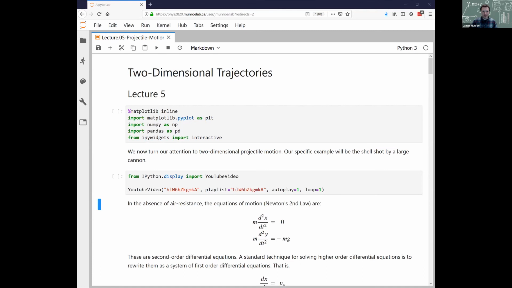Well, good afternoon, and welcome to Lecture 5 of Physics 2820. We're going to tackle two-dimensional trajectories today. So we've been dealing with a prototypical problem of a falling ball. We're going to extend that, and we're going to start to put in more dimensions, make things move up and down and left and right at the same time.